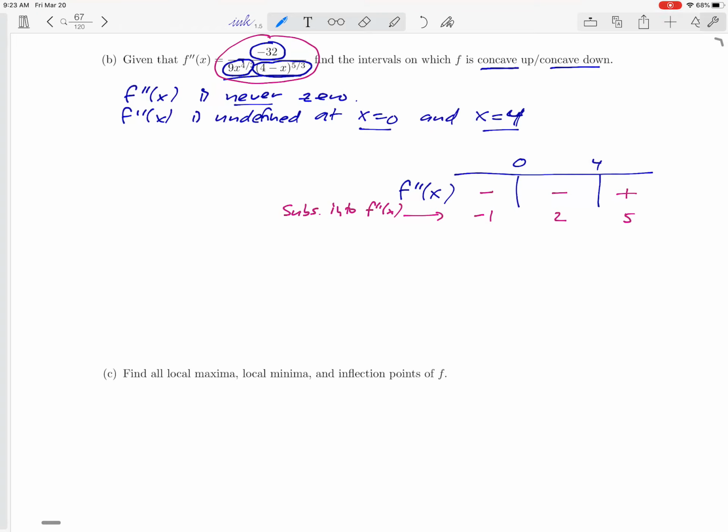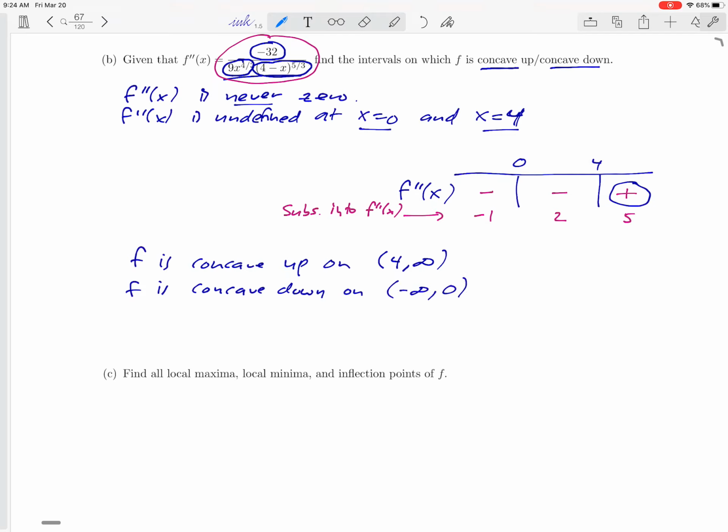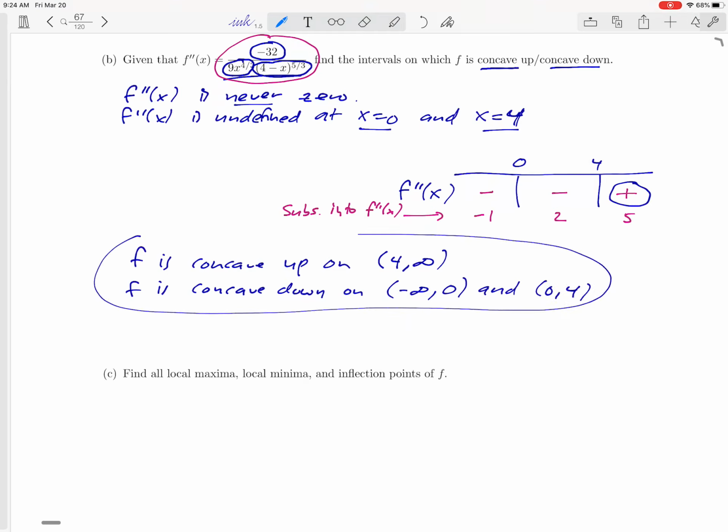Okay, and so now we should be able to answer the question of where f is concave up and concave down. So f is going to be concave up wherever we see a plus sign, a positive second derivative. I see one plus sign, so that's going to be on the interval from x equals 4 to infinity. Okay, and then we're going to be concave down on those two intervals where we see negative signs. So from x equals negative infinity to 0, and again from 0 to 4. All right, and there's our answer for part B.